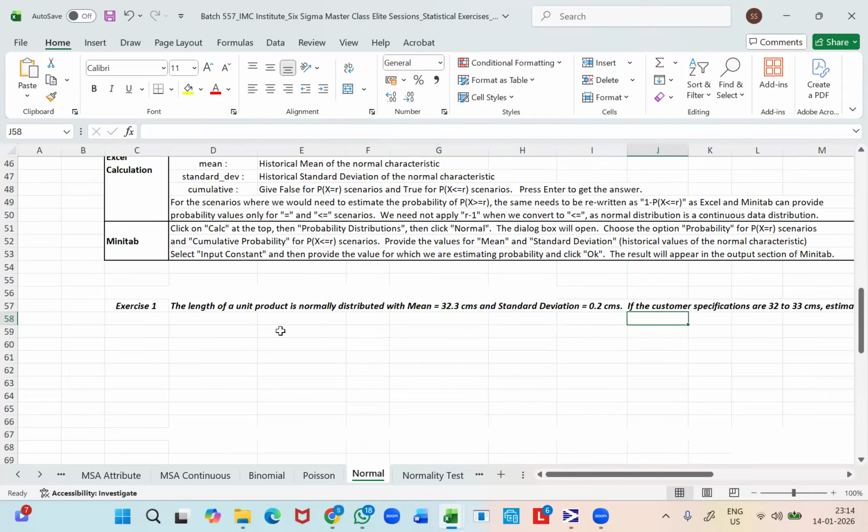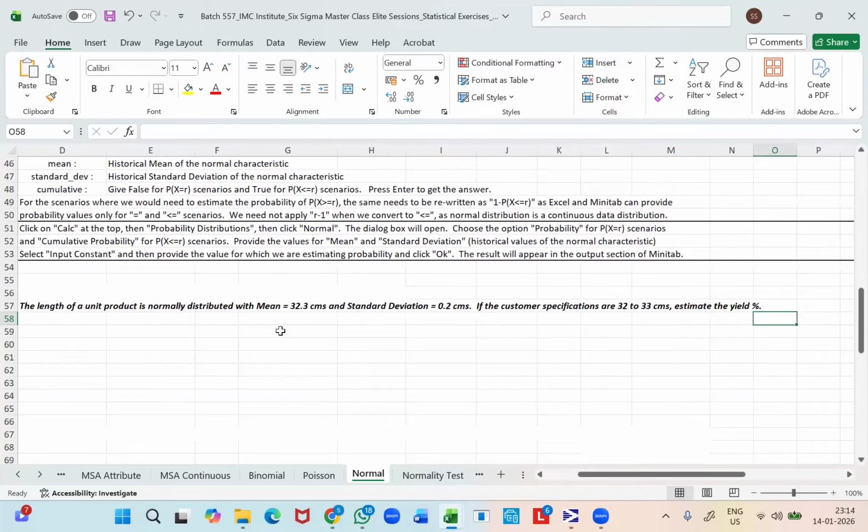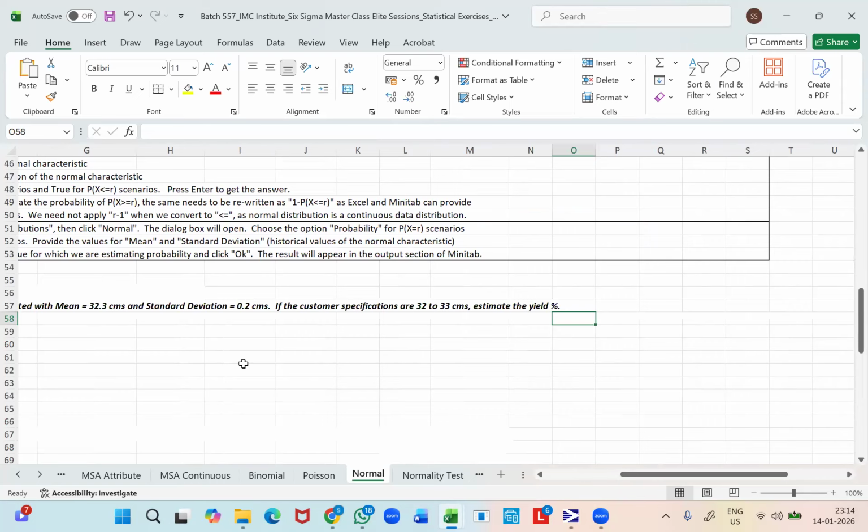If you look at the second part of the question, it says very clearly that if the customer specifications range from 32 to 33 centimeters, estimate the yield percentage. So this is the question asked. Even though we have been asked to estimate only the yield percentage, we will also go ahead and calculate the sigma level for this process performance. But we need to understand this case scenario by drawing the distribution diagram. As I told you, whenever we have a case scenario, it is always better to draw the diagram to get a better understanding of the case scenario.